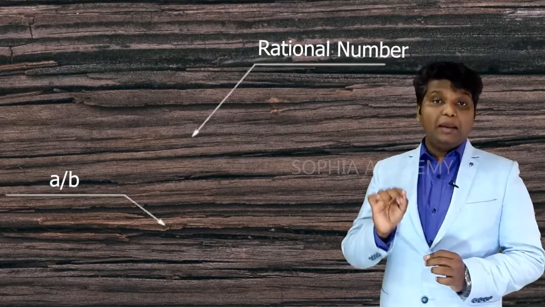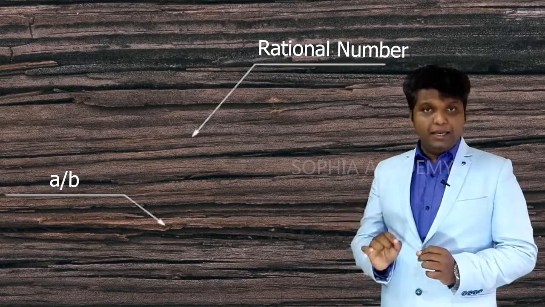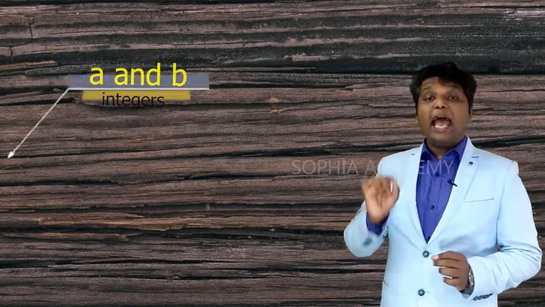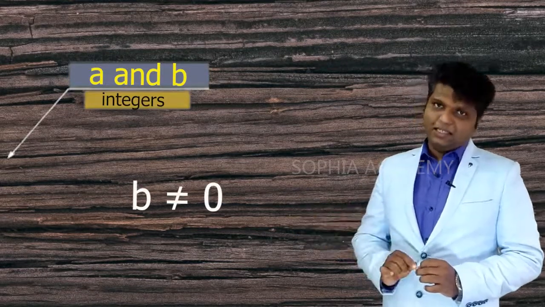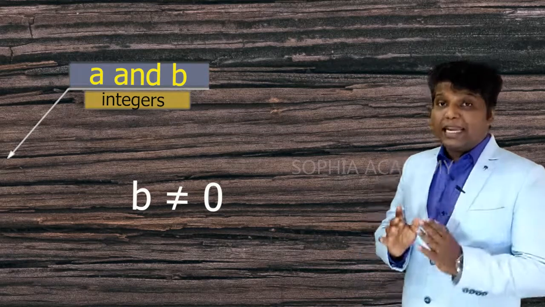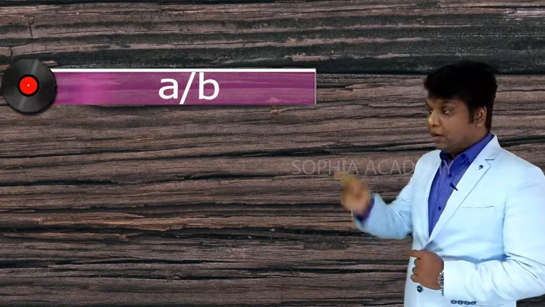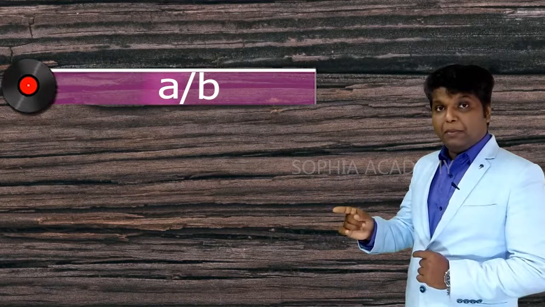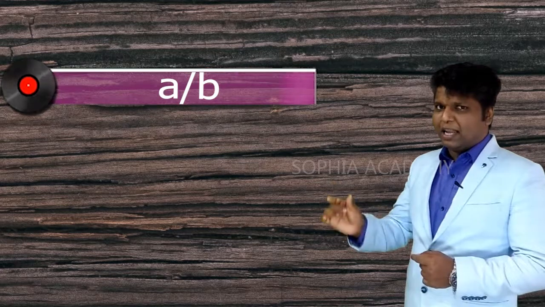In general, we will say a rational number is a number which can be written in the form a by b, small letter a divided by small letter b, where a and b are integers and b should not be equal to 0. That means if you are taking any number and if you can write it in a by b form, you can see a by b. What does it mean by a by b? A number with a numerator and a denominator. You studied this one, something like a fraction, right?